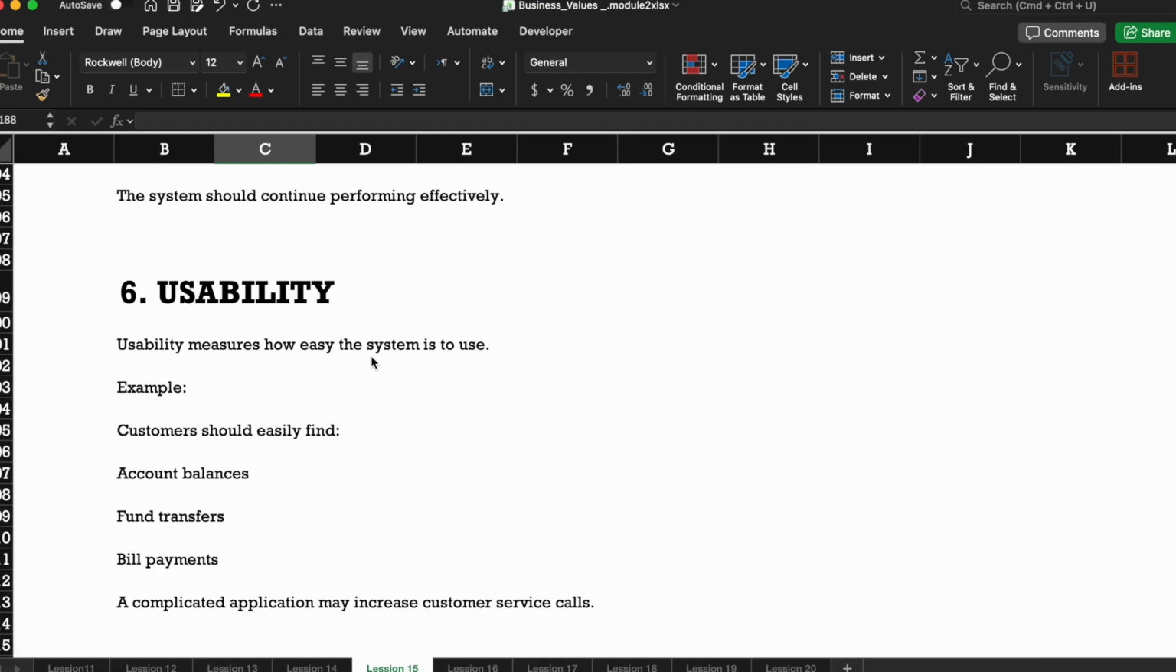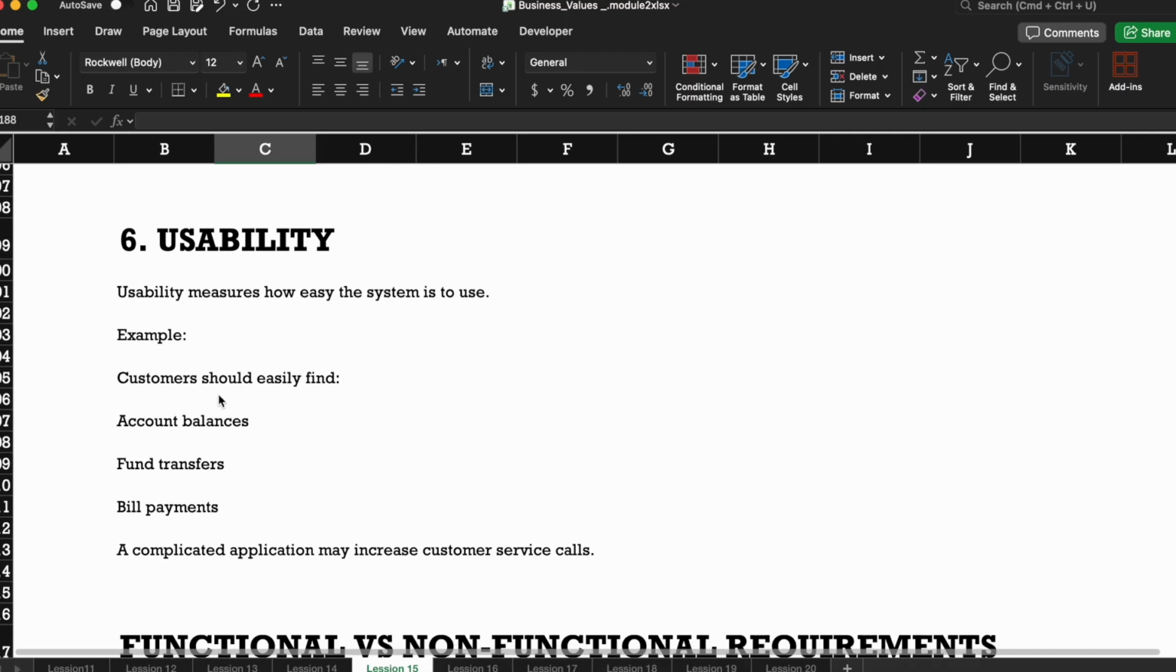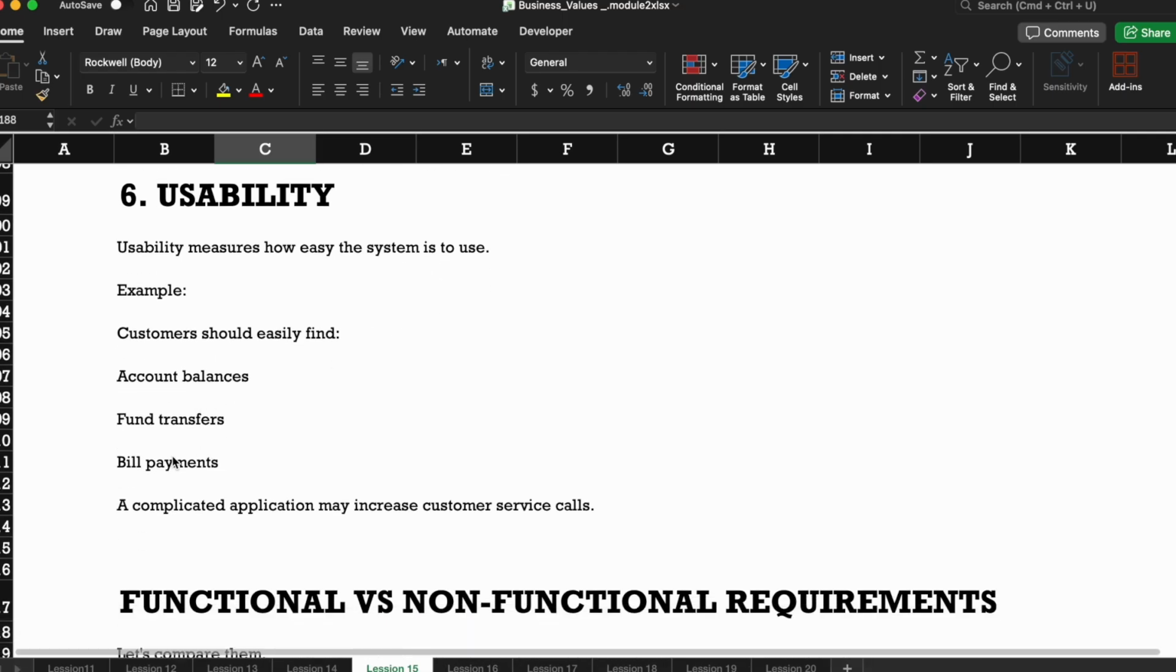Usability measures how easy the system is to use. Customers should easily find account balances, fund transfer, bill payment. A complicated application may increase customer service calls, right? Even you have seen applications where there is an online feature, but I don't know if they have tested it, or why the feature is there.